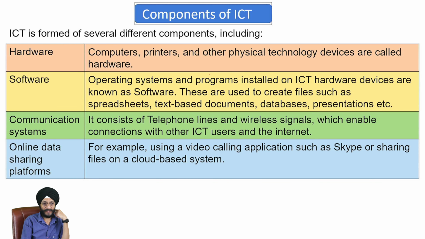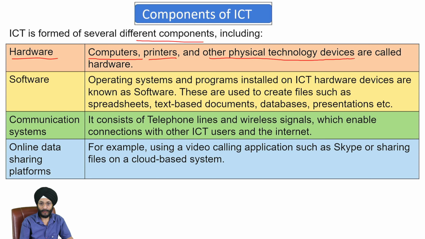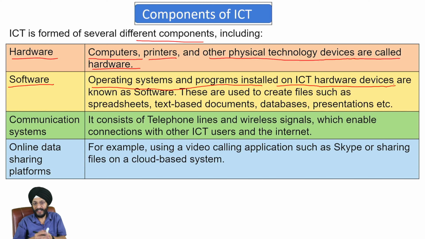Now, what are the components of ICT? ICT is formed of several different components, including hardware. Hardware is what we can see and touch. Examples are computers, printers, and other physical technological devices. Software is what we cannot see or touch. These are operating systems or programs installed on ICT hardware devices.